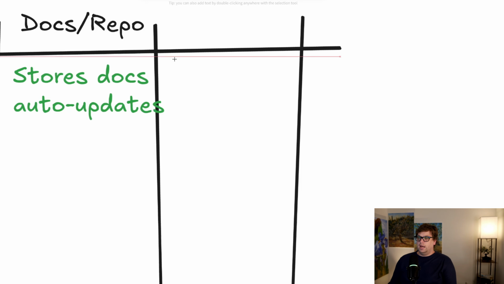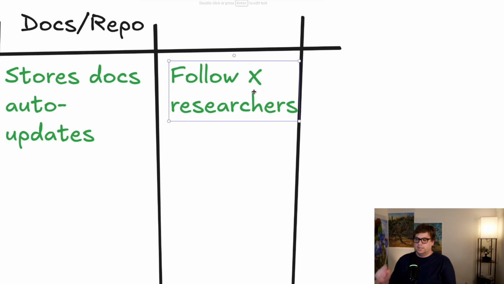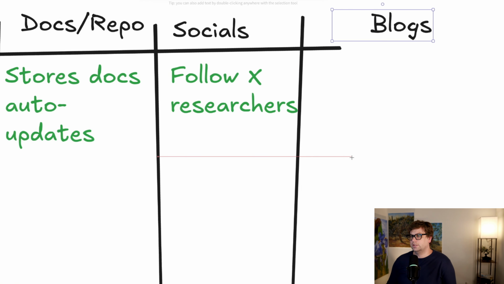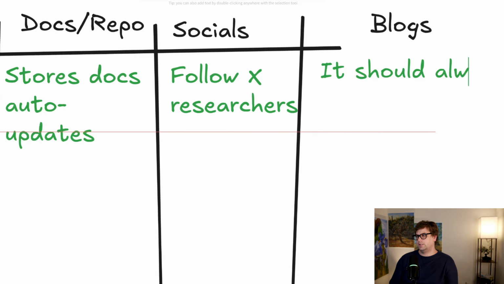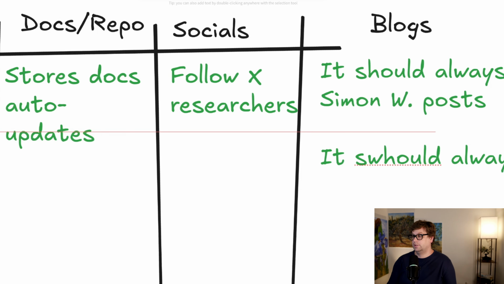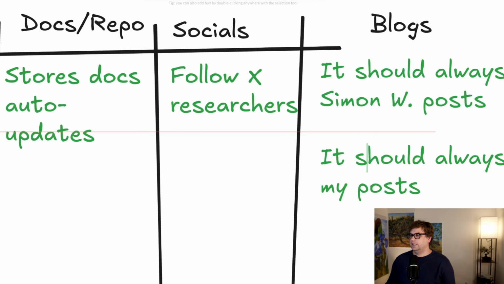Social feeds, I mentioned that before. I want to follow X researchers. This is something that can get updated every day, and I want it to continue to update programmatically. And there's other things like blogs. Now, once a blog is pulled down, I don't need to continuously rescrape it, and it should always have Simon Willison's posts. It should always have my posts. I think my posts are good. I reference them a lot. And so it should always have these, but once it's pulled down, it doesn't need to update over and over.